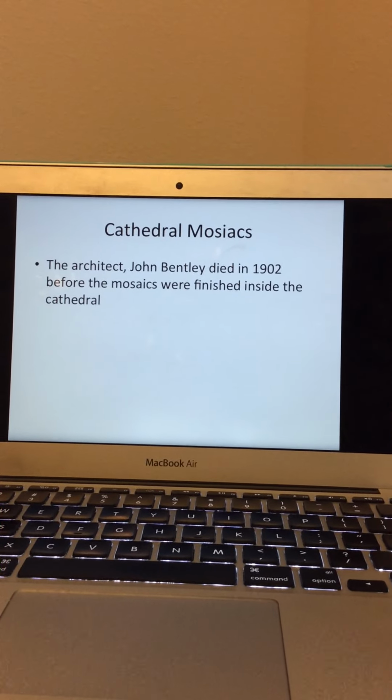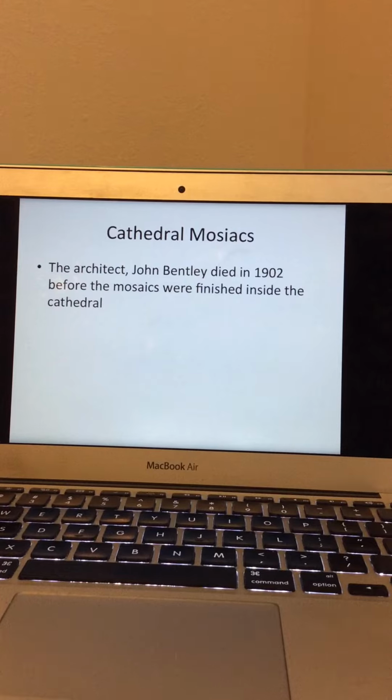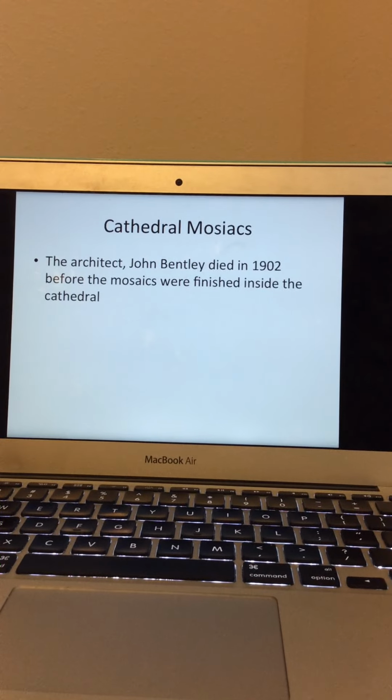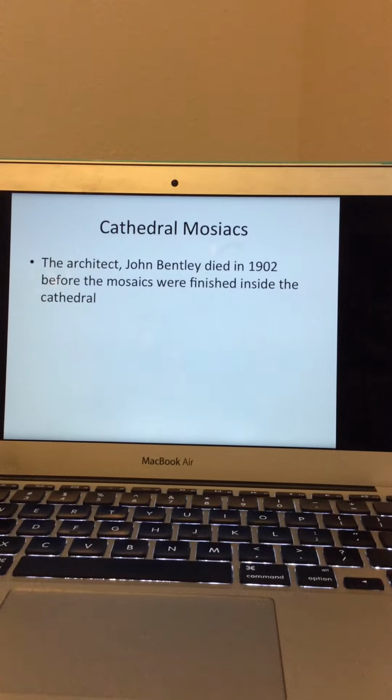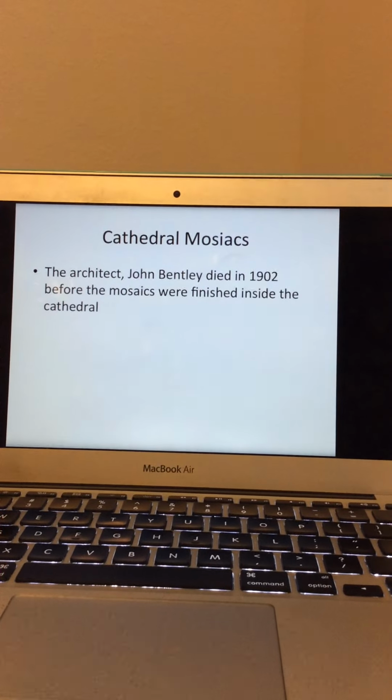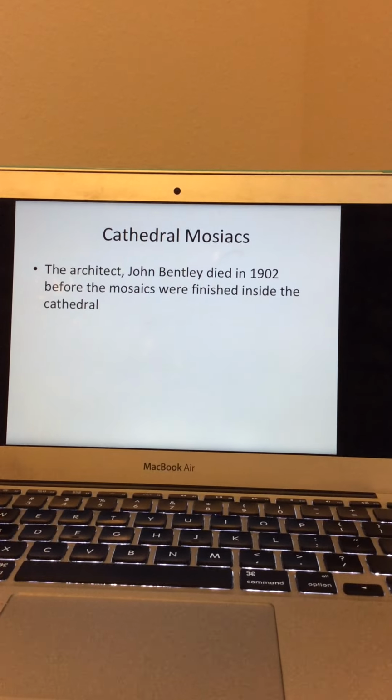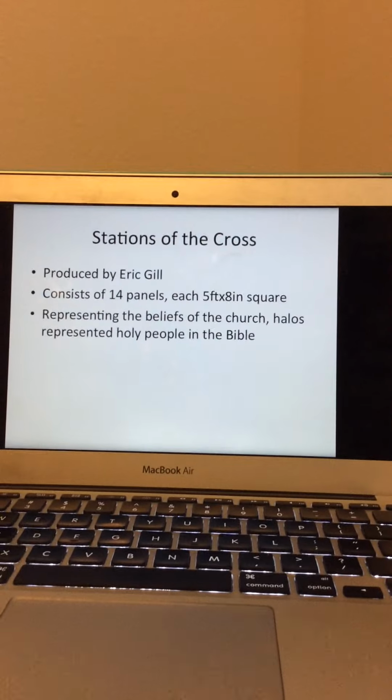The architect John Bentley died in 1902 before the mosaics inside were finished, so the later architects just had to kind of guess Bentley's vision, but it was not all made by one architect.